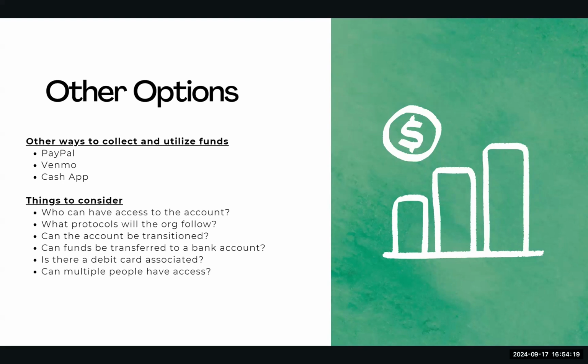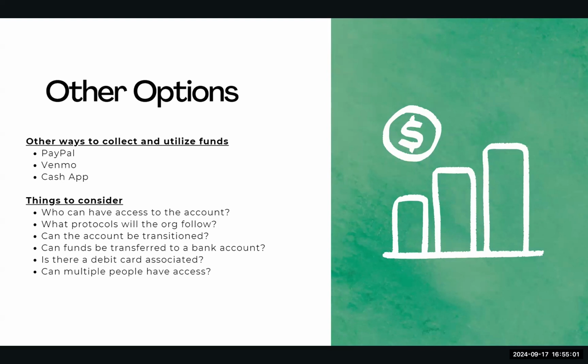So even if you are going to choose to use PayPal, Venmo, or Cash App, make sure that you have your own protocols in place and that, to your best ability, all people with access are following that protocol. And then how can the account be transitioned? I know some orgs in the past have had problems with trying to get a Cash App account for the org properly transitioned, and even with PayPal and Venmo, it was attached to a previous officer's number. In some cases, some orgs have even lost access and lost funds because of those transition periods and those measures in place. And can funds be transferred to a bank account?